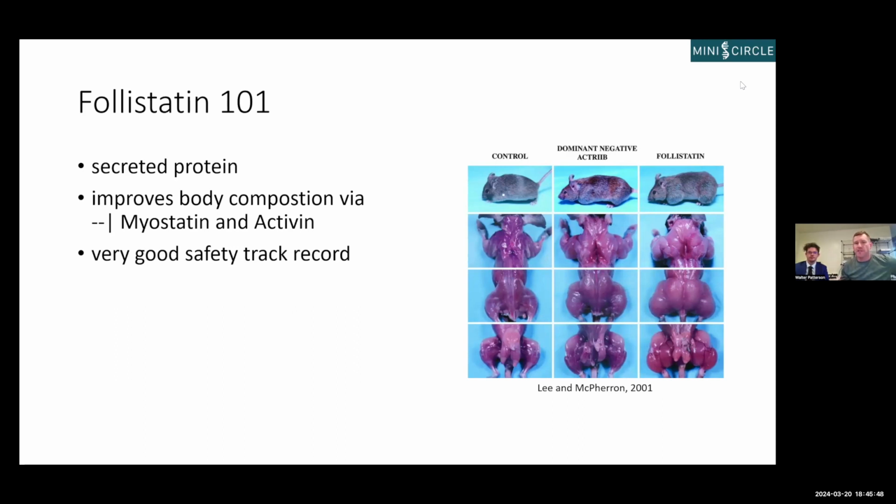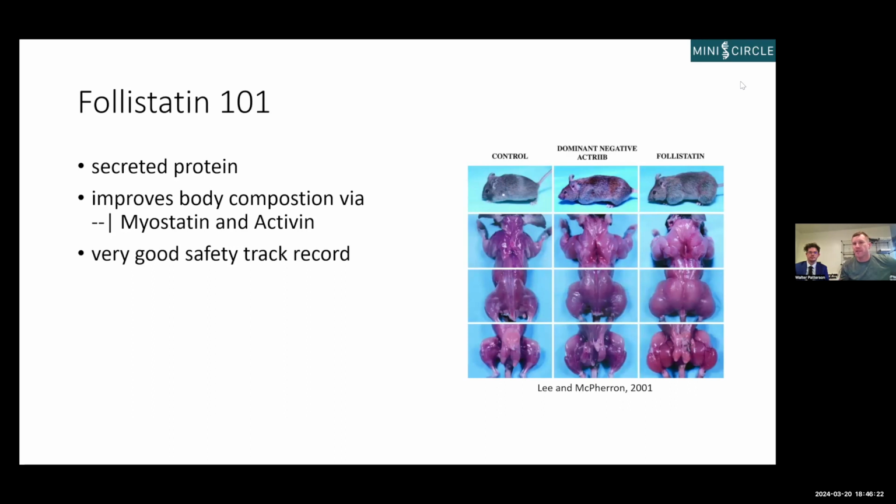Brief overview of follistatin. So follistatin is a pretty well-researched gene. As discussed, it's secreted. It's known for improving body composition via inhibition of both myostatin and activin. In popular discussion, it's often described as a myostatin inhibitor. It's important to note in a scientific context that myostatin and activin inhibition are both important. It also has a very good safety track record in animal studies and human studies for, I think, muscular dystrophy.